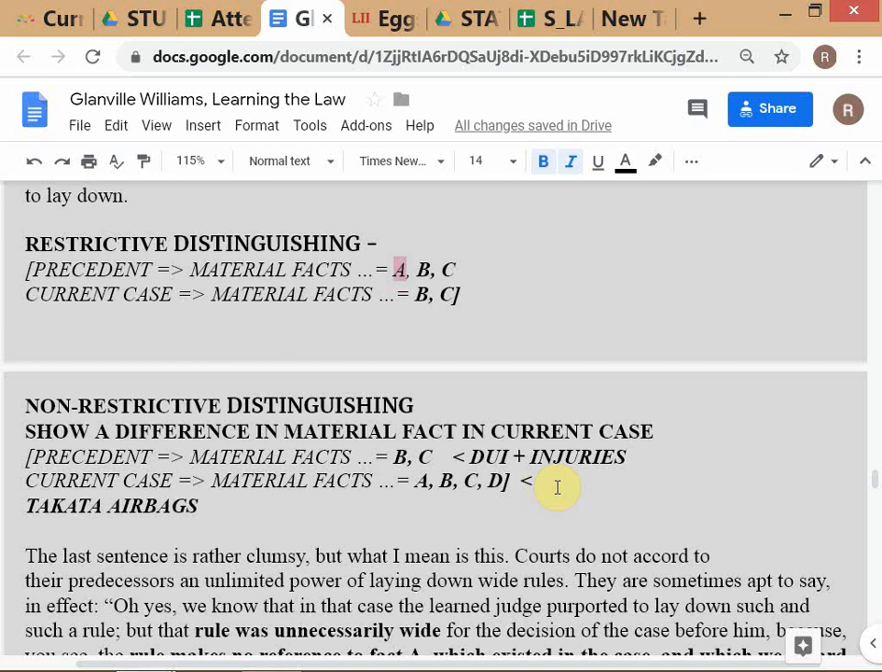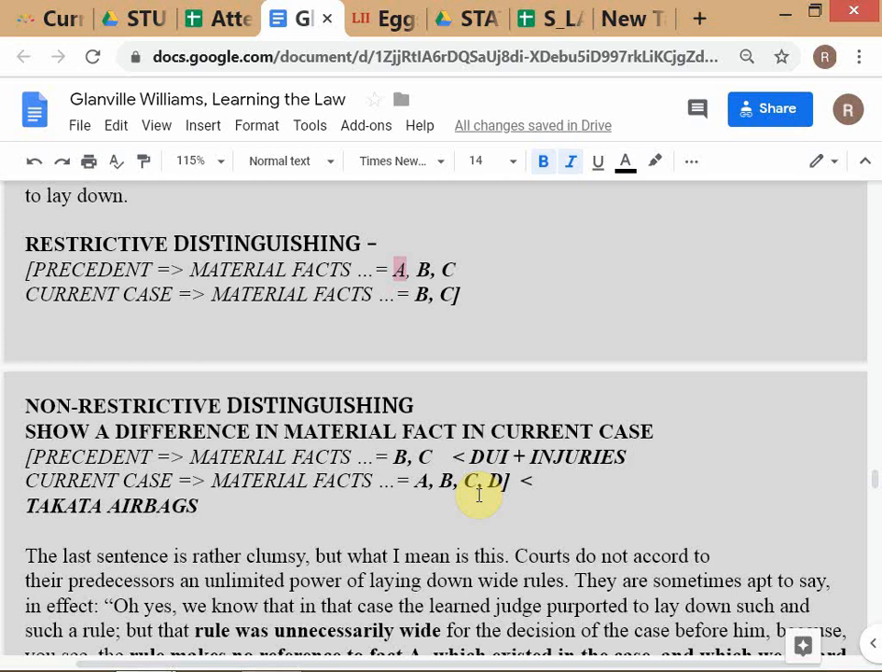So here, if you notice, why is this called non-restrictive distinguishing? Because here I'm not trying to say that the ratio of the cited precedent was too wide. I'm not saying anything about the ratio of that particular case, unlike the previous situation. I'm saying simply that my current case has different material facts, and therefore it does not match on certain material facts. We are not saying that the court did not consider any material facts which were present in the previous case. I'm just saying that the material facts of the precedent case are different from the material facts of my case, because in the precedent case the client was actually drunk. My client was not drunk.